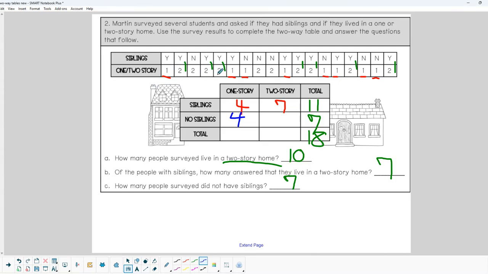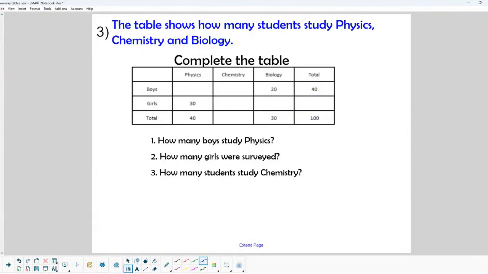Let's go back through again and look at the ones. 1, 2, 3, 4. All right, so 4 plus 4 equals 8. 18 minus 8 is 10. And 10 minus 7 is 3. So there are our totals. And these tables are kind of fun to fill out. Sometimes they're like a puzzle.